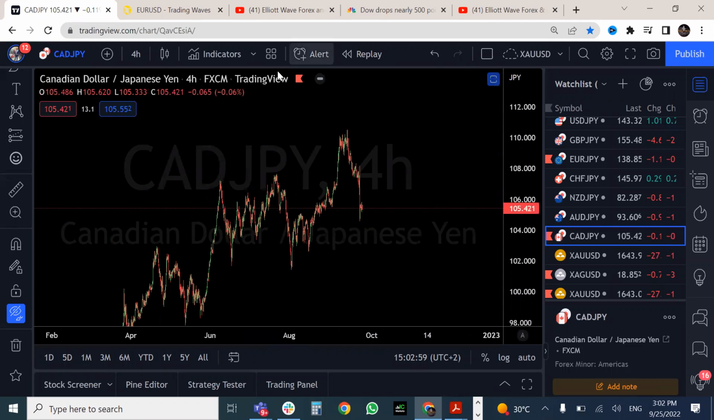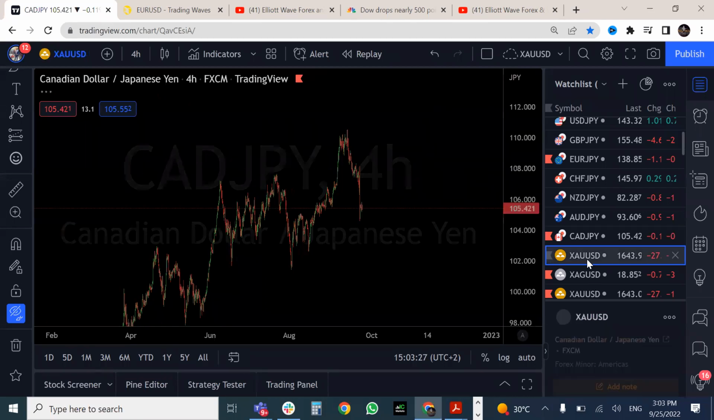CAD yen, similar. Obviously, the theme is for the pound pair, for the yen pairs to continue dropping to the downside. What was interesting here was that the yen pairs were dropping at the same time as gold. You expect them to be inversely correlated, but they have all dropped at the same time in the last couple of days. So that just tells you that the correlation strength between the yen pairs and gold over the last couple of days has not been that strong.